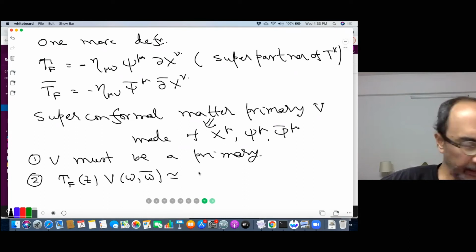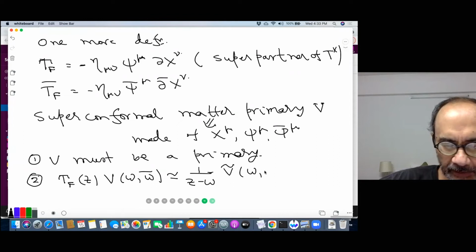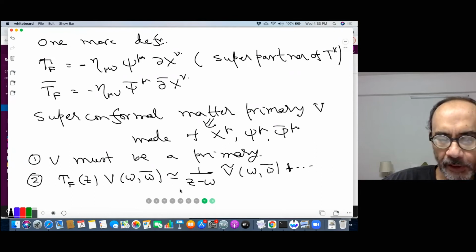it should have the structure 1 over z minus w times some operator, let's call this p tilde of w bar, plus so on. The important point is that the maximal singularity that the TF with V operator product should have is 1 over z minus w. There should not be 1 over z minus w squared in this product. So this is the definition of a super conformal primary.